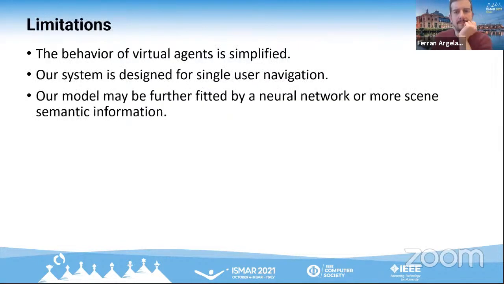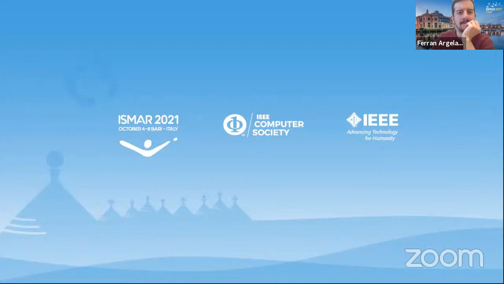We do acknowledge, however, that our technique does have limitations. First, the behavior of virtual agents is simplified and not fully interactive. Second, only virtual agent locomotion for single user navigation is considered. Third, neural networks can be alternative solutions to solve the regression problem.